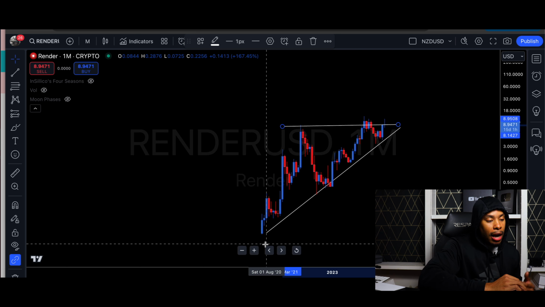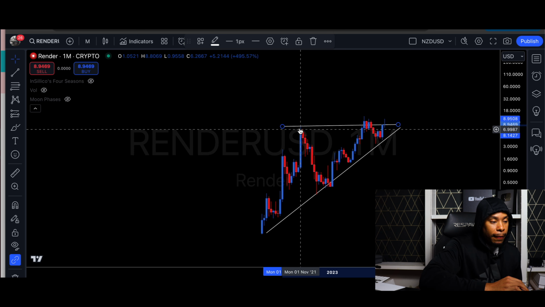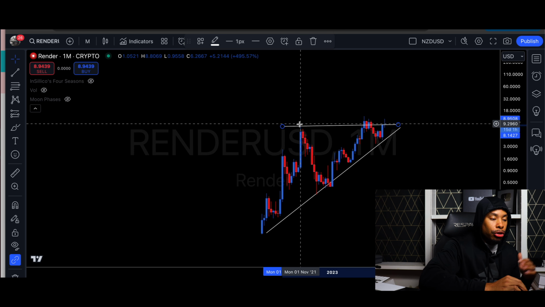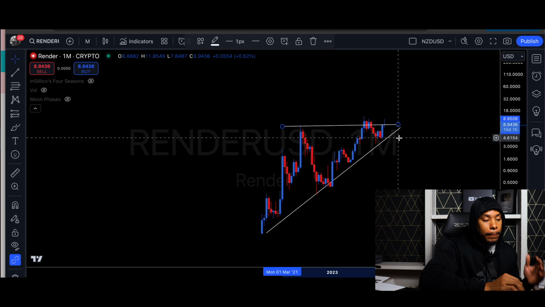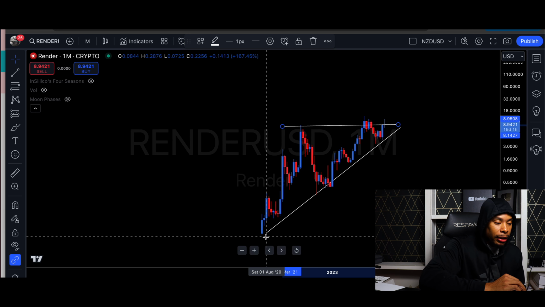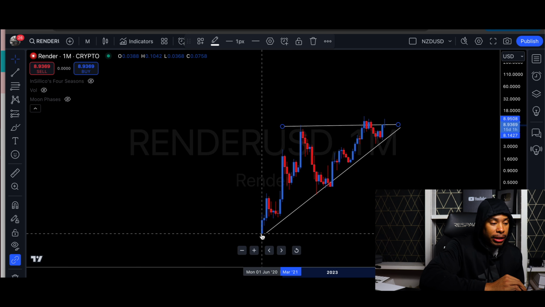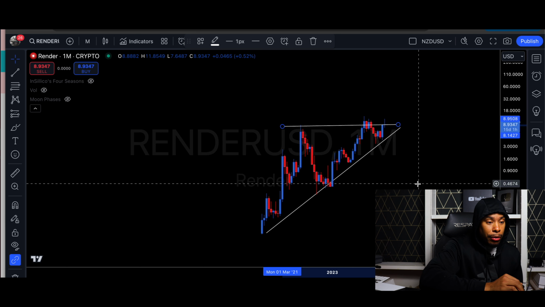We've been making higher lows, okay? But the highs themselves are sort of flat. This is a bullish pattern on the monthly. Now, Render started at 3 cents, and this was back in 2020. And now we're up a pretty significant amount. Like I said, we're trading currently at $8.95. Now, here's something to pay attention to.